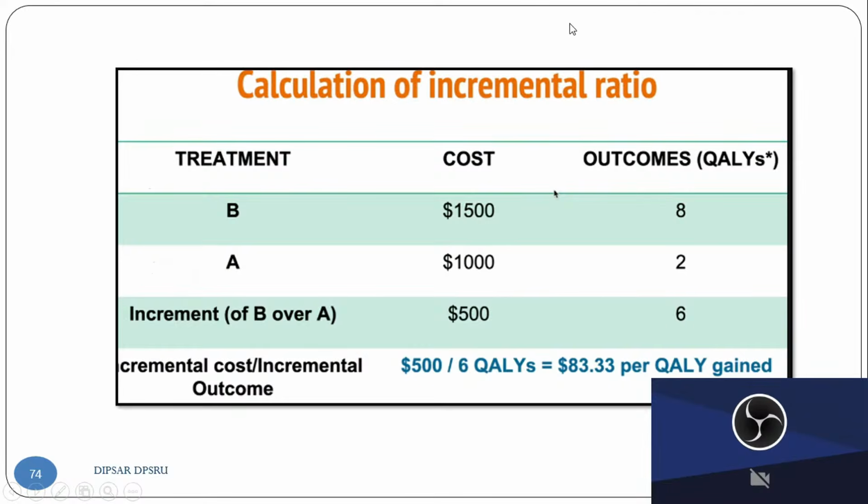So you can calculate the incremental ratios. This is the cost which you have obtained, direct cost and indirect cost. For treatment B this is $1,500, and for A this is $1,000. For B you are getting 8 QALY, and for A you are getting 2 QALY. If you calculate the increment of B over A, you will get $500 and 6 QALY. So the incremental cost-outcome ratio is $500 divided by 6 QALY. What does it mean? It means $83.33 per QALY gained, right?